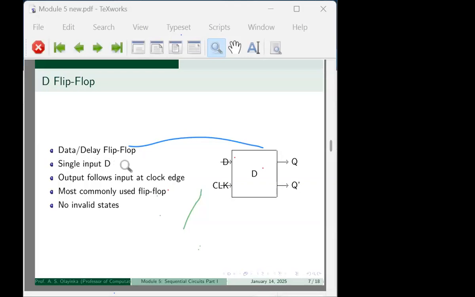Now, looking at what you have here, you have a single input. This clock is just the clock coming from the circuit. So you have a single input going in, and the output follows the input, the clock edge. Usually, it has its application in a flip-flop, and it doesn't have any invalid states.